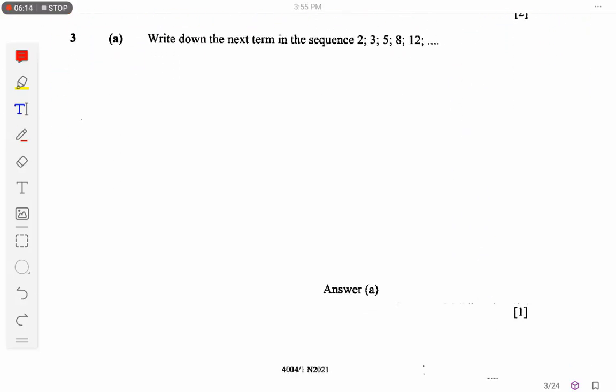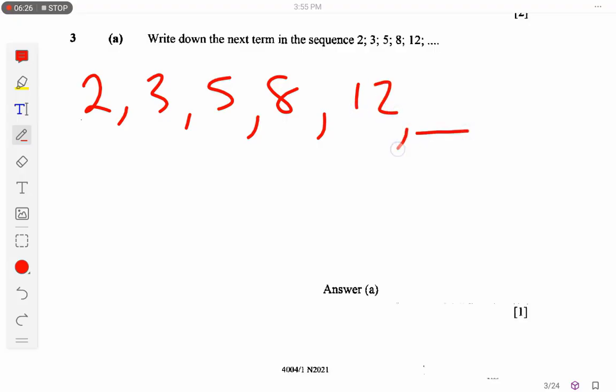Let's go on to this one. This one is saying write down the next term in the sequence. Okay, so if you see, we have got 2, 3, 5, 8, 12. We want the next term.